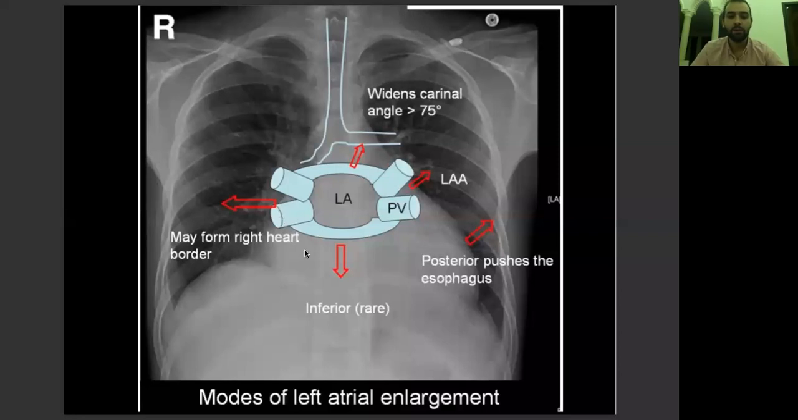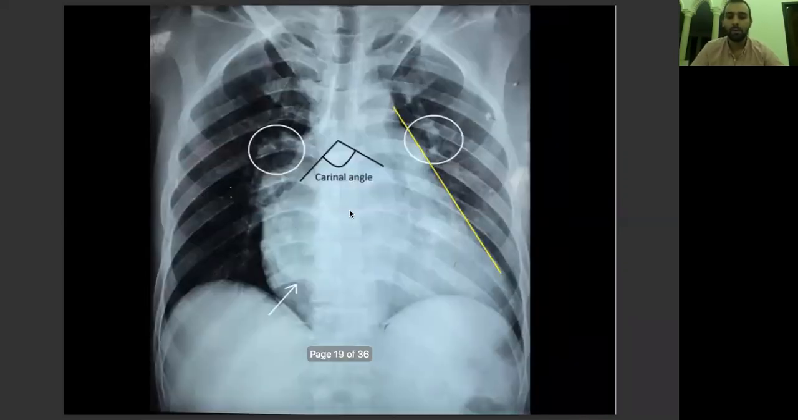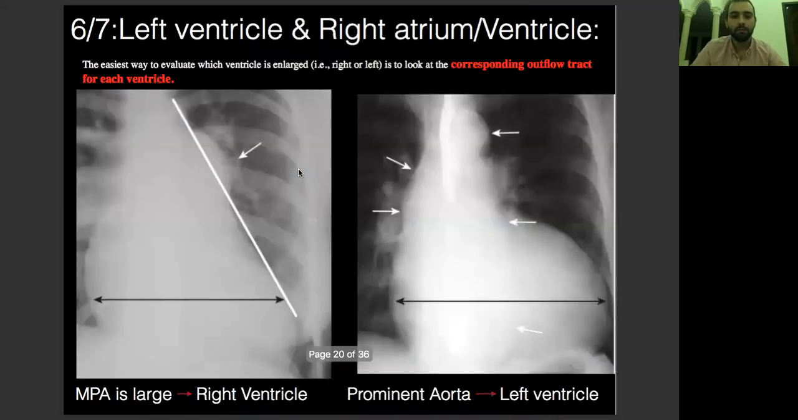Okay, so modes of left atrial enlargement. The left atrium could enlarge to the right side, forming the double contour. It could enlarge to the left side, causing straightening of the left heart border. Superiorly, causing widening of the carinal angle more than 75 degrees. It could also push posteriorly, compressing on the esophagus. So this is a case where we can see the three signs: straightening of the left heart border, the double density, and the splaying, we call it, of the carinal angle.